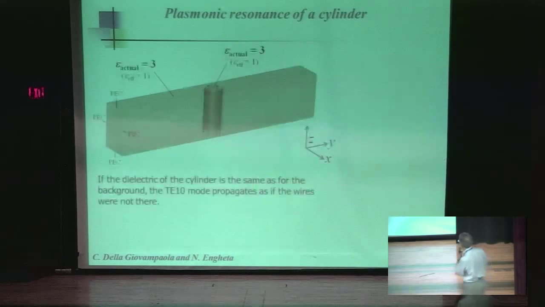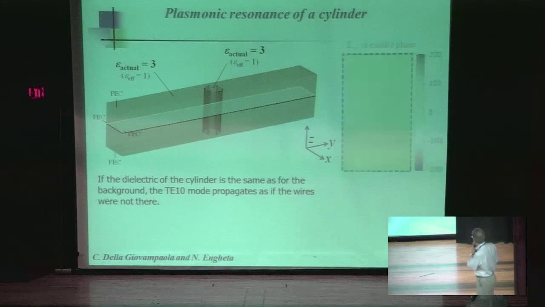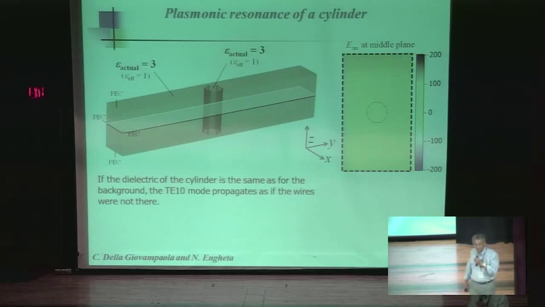We went back to this simulation and we made the two materials the same. Epsilon actual 3, so effective epsilon 1, effective epsilon 1. But the wires are still there. Then we ran the simulation and nothing happened. So material plays a very important role. With a positive dielectric, you can create plasmonic resonance with this technique.